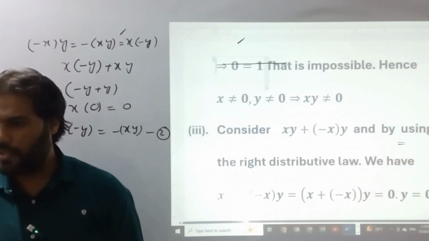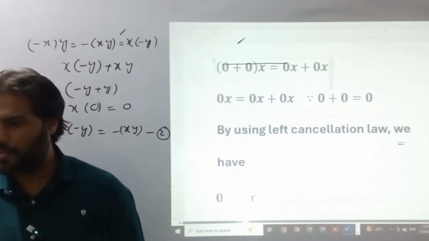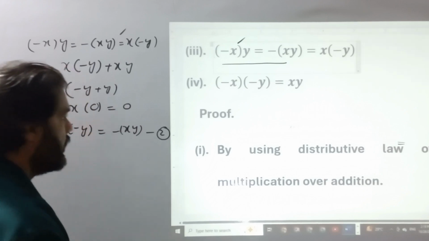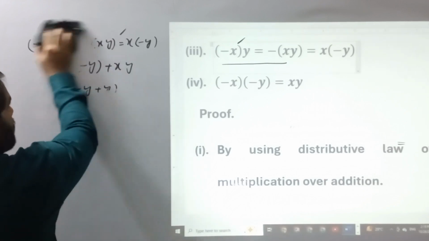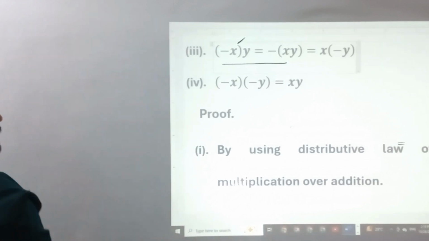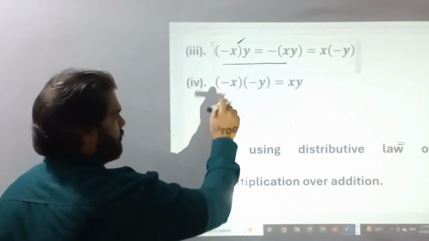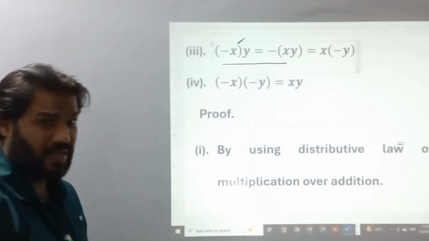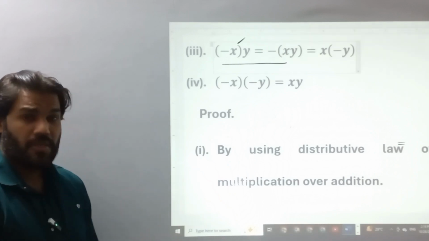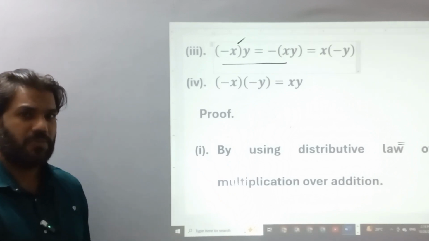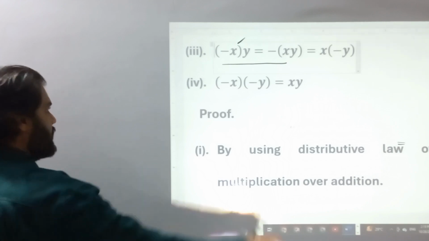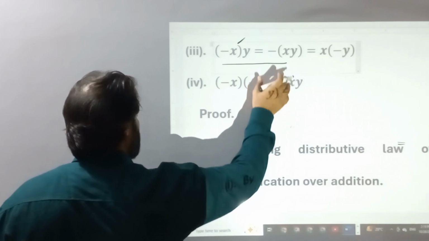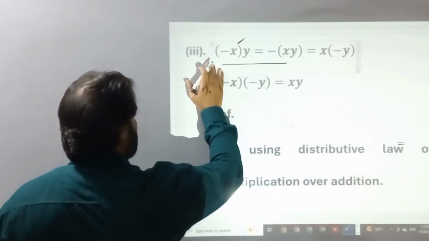In the last property, property number 4, we have to show that minus x into minus y equals xy. This is our last axiom. To prove the result, we will use the same strategy as we have discussed in axiom number 3.